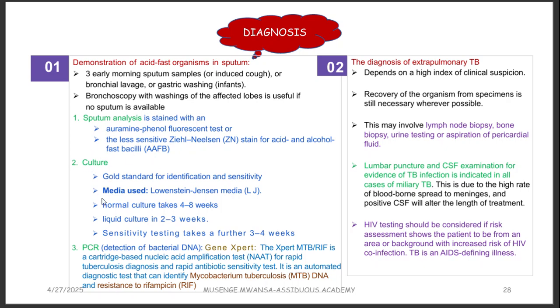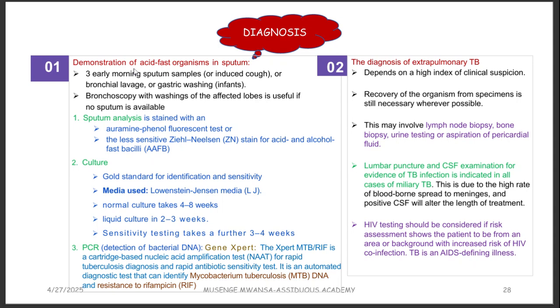But even when culture is a gold standard, it's not normally done because it takes a lot of time, usually 4 to 8 weeks, like 1 month to 2 months. That's long. If you use a liquid culture, the time becomes a bit lower, up to 2 to 3 weeks. And then sensitivity testing takes a further 3 to 4 weeks. So culture takes a lot of time.